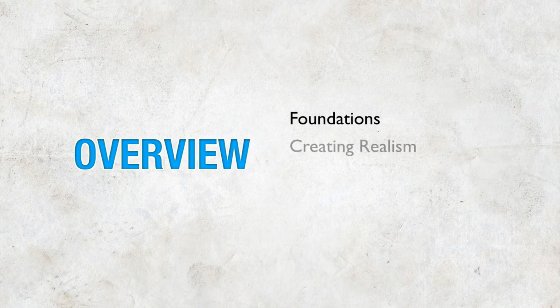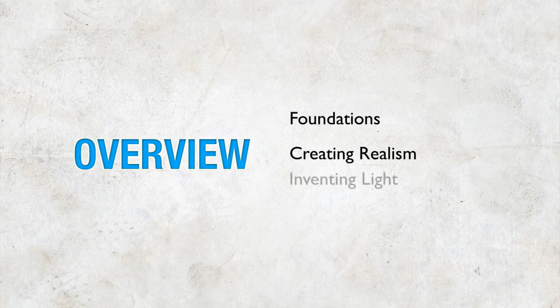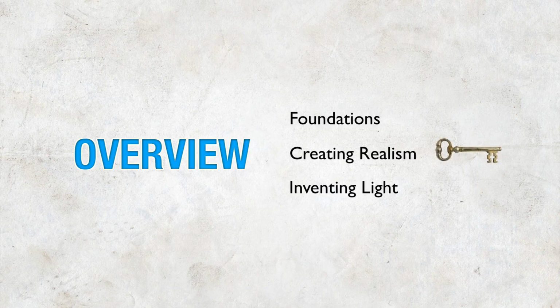Next, you will learn to create realism by understanding 12 different light effects. The third topic is inventing light. Here you will receive a powerful tool. It will serve you when you're working from imagination and also when you're working from life, from observation. We will finish the lesson with the master key to unlock these 3 domains.